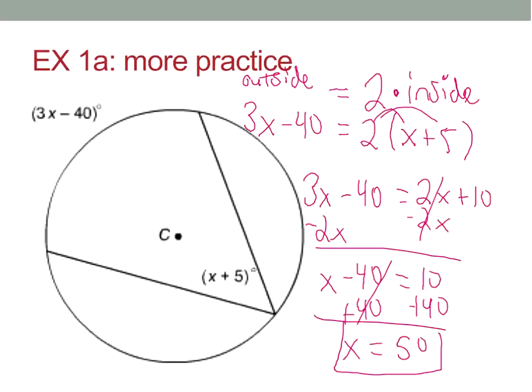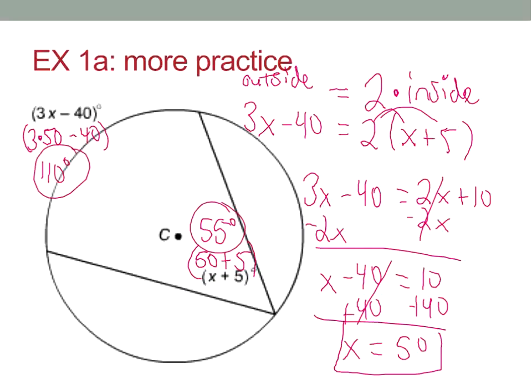Let's see if my answer makes sense. So my x is 50. Let's plug in a 50. So this would be 50 plus 5. And this one would be 3 times 50 minus 40. So let's do this inside angle first. 50 plus 5 gives me 55. My outside angle, 3 times 50 is 150. 150 minus 40 is 110. Is this correct? Does this hold true with the formula? Here's my inside. Is the outside twice as much? 55 and 110? Yes, I did a perfect job.